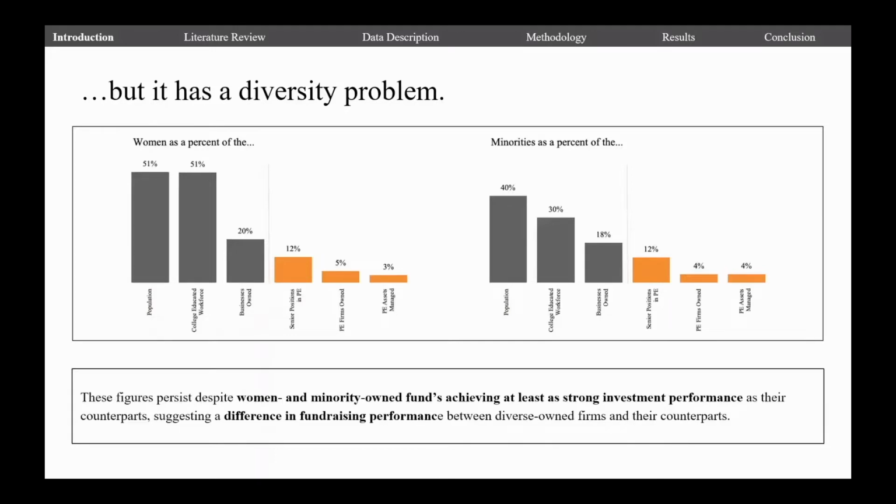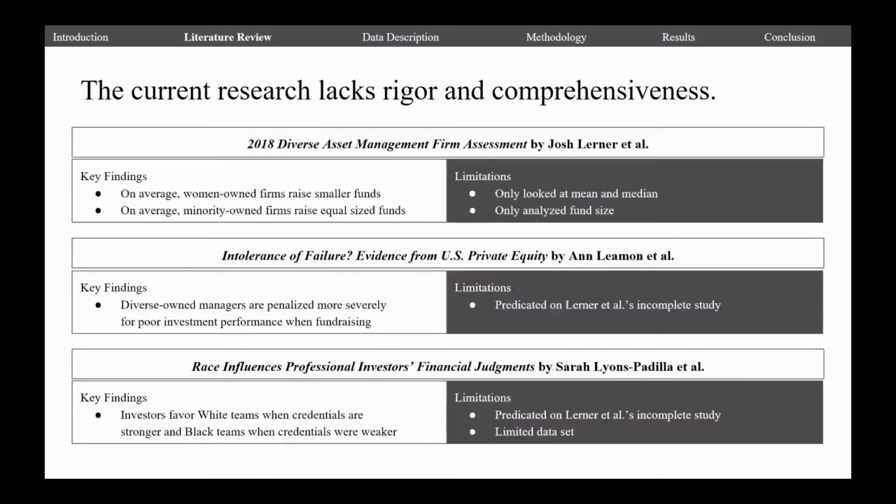Furthermore, we suggest that if we can more precisely define exactly how fundraising performance differs across ownership types, we can better understand where this $1 trillion gap in assets managed is coming from, and more importantly, address it. Having constructed this hypothesis, we reviewed the academic literature related to it. We found that the current literature on the subject lacks both rigor and comprehensiveness.